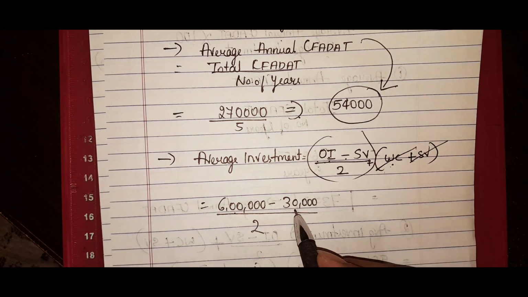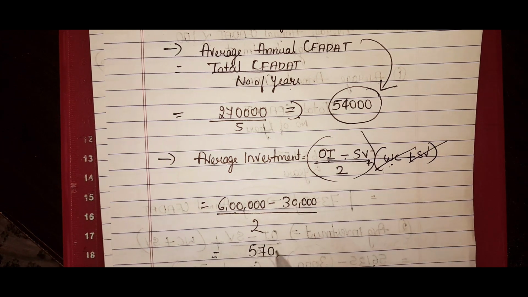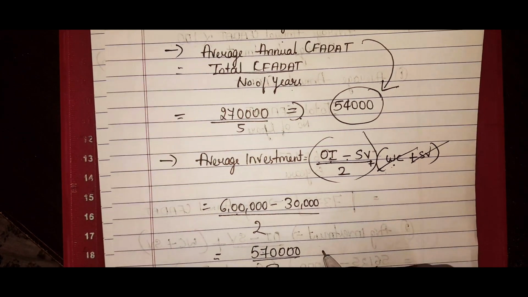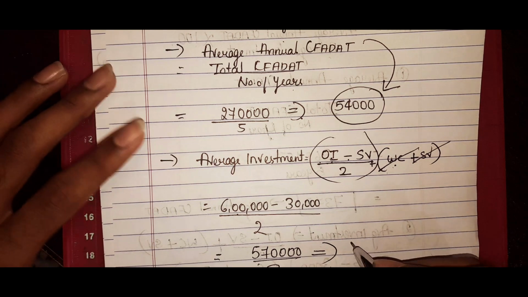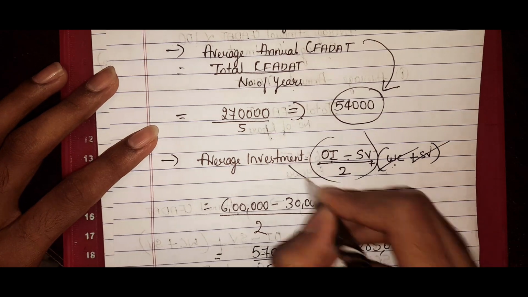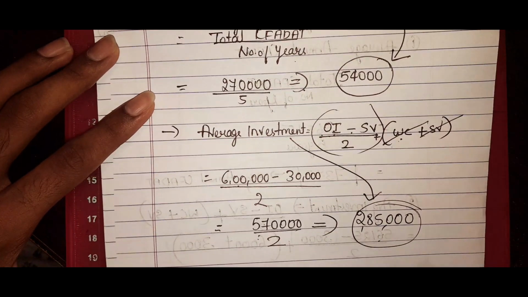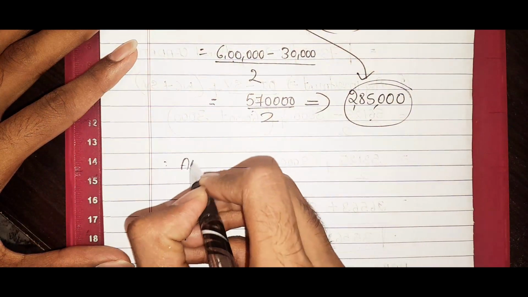So 6 lakh minus 30,000 will be 5,70,000, divided by 2. 5,70,000 divided by 2 will be 2,85,000. So the average investment is 2,85,000. Now we can calculate ARR.